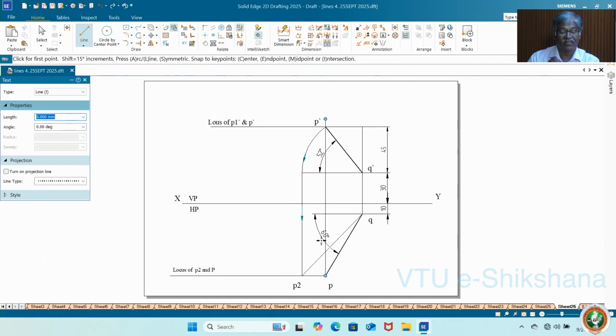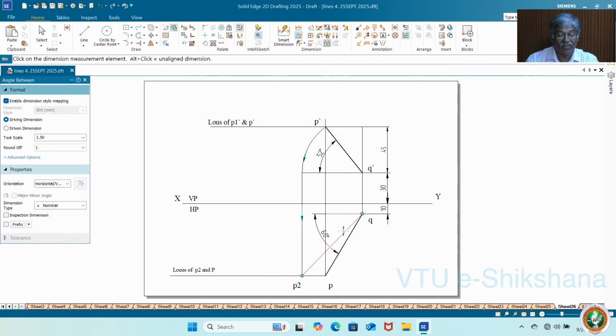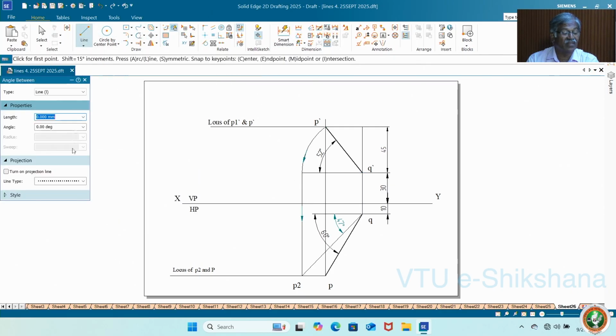This is the true length. Let me measure the angle phi, 7 degrees. How to get the inclination with respect to HP? Do the reverse procedure. You take the top view and rotate, make it parallel, and then project onto the moving locus. That's all. Now let me extend this line so that you get the idea of the parallel line.